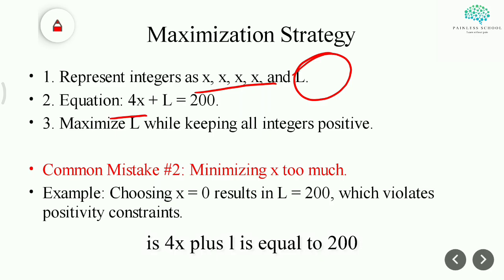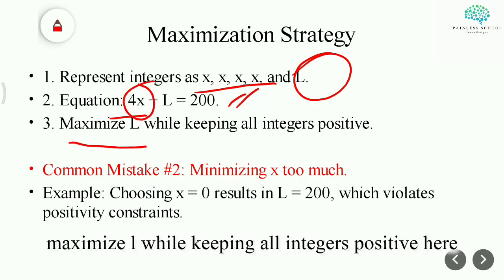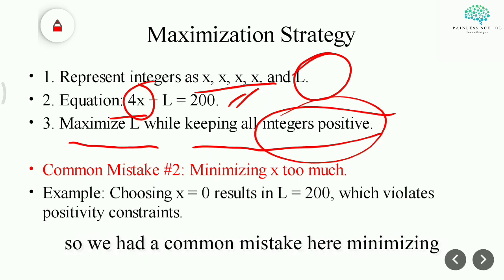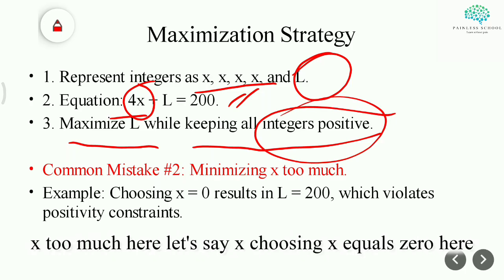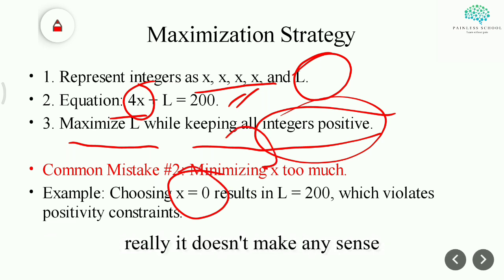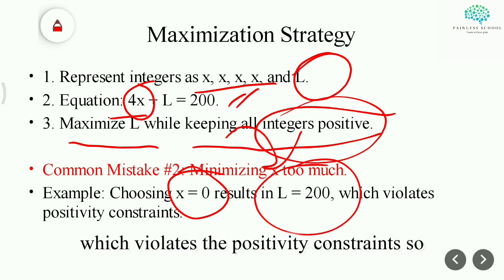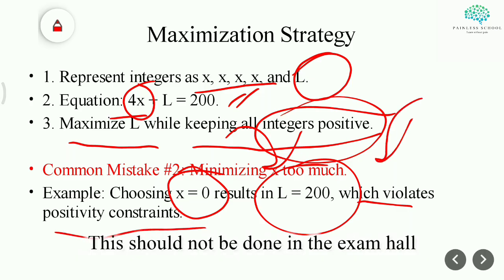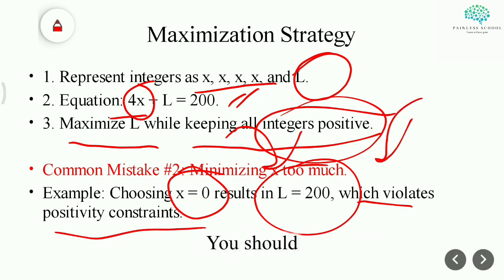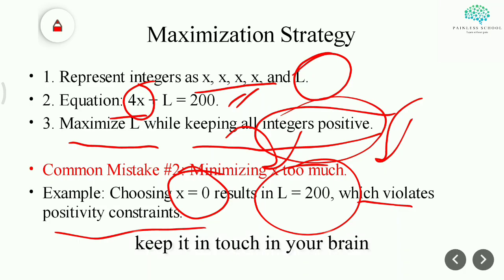So the equation is 4X plus L equals 200. Maximize L while keeping all integers positive. A common mistake here is minimizing X too much. If we choose X equal to 0, it doesn't make sense, and it makes L 200, which violates the positivity constraint. This should not be done in the exam hall. Keep it in your brain. Then let's move on.